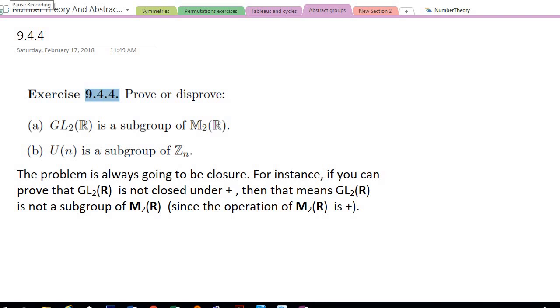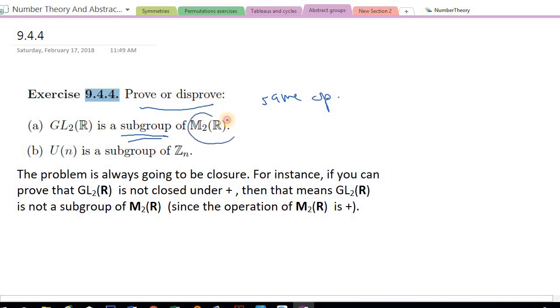Okay, in this video I'm going to talk about some exercises from 9.4. The first one I'll look at is 9.4.4. This one is to prove or disprove, first of all, that GL2 of R is a subgroup of M2 of R. Let me talk about this one. Now, to be a subgroup, it must have the same operation.